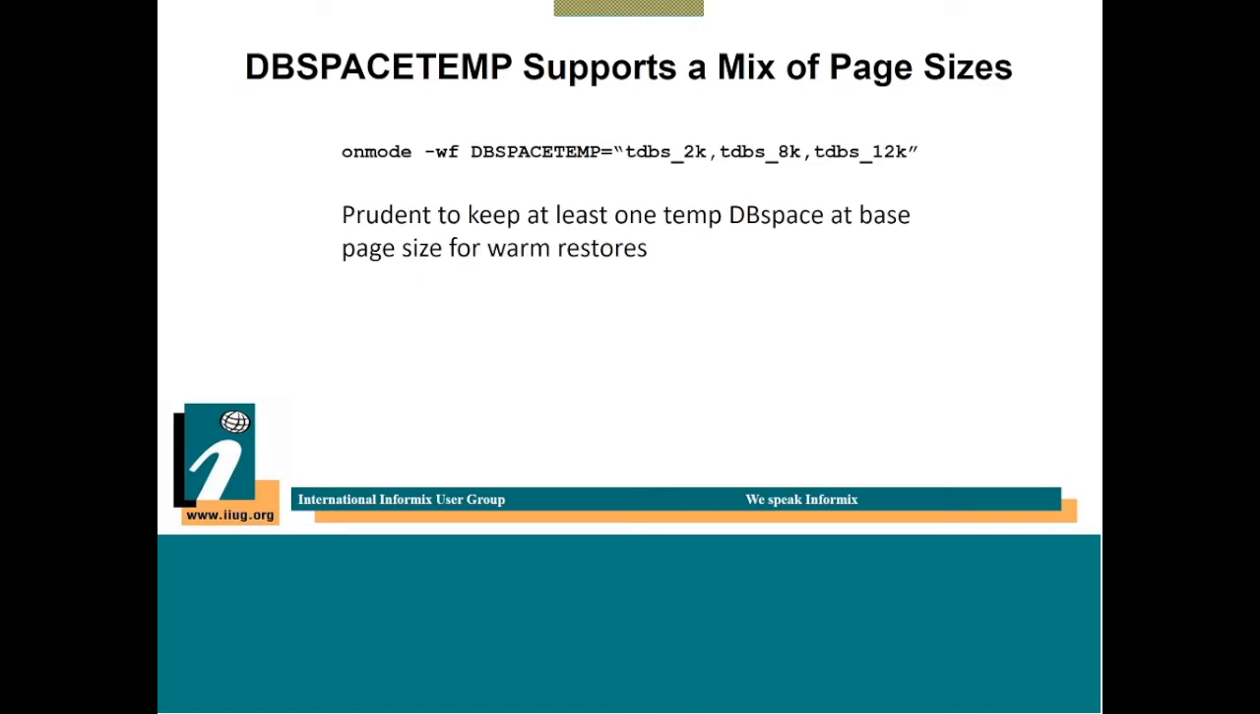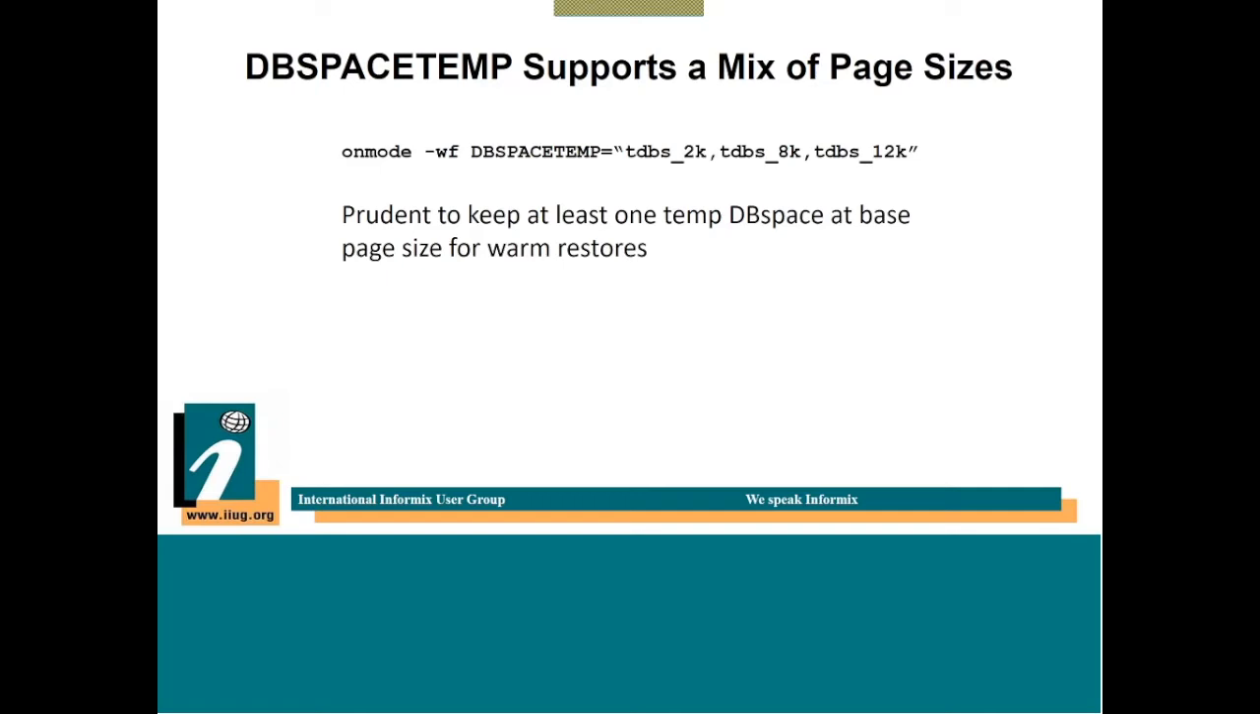Okay, I think B&H Photo requested this one. Thanks, you guys. DBSPACETEMP traditionally has only supported a list of spaces that had the same page size, and now it will support a heterogeneous mix. I do recommend that you have at least one temp dbspace in the list that's of base page size, especially if you ever do warm restores.